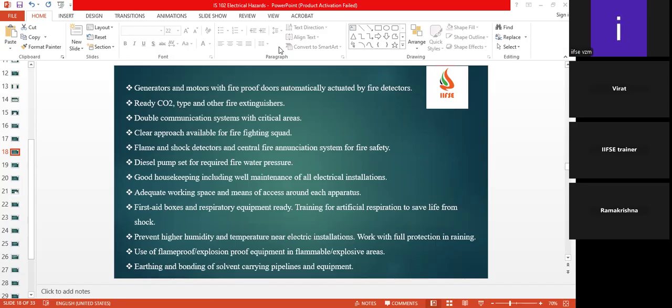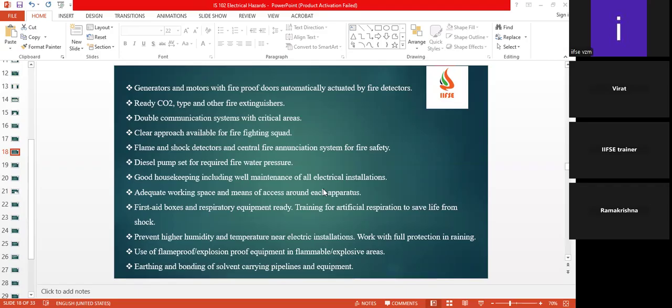So when we say CPR, we used to give 30 chest compressions and then 2 air blows, so that we can try to activate the rhythm of the heart. It will give blood flow to the heart so that it can start again.